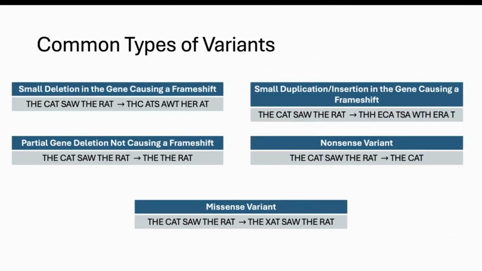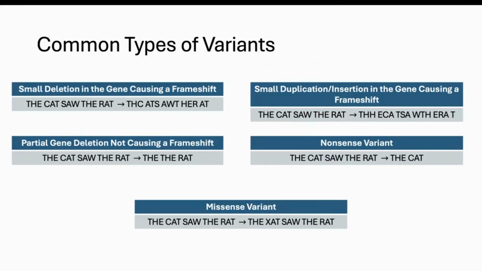To give some more context, the top part of each box shows the type of variant or change in the DNA, and the bottom part of each box shows what the variant does. Within that bottom part of each box, we have the sentence, "The cat saw the rat." Each word of this sentence is a codon, which code for amino acids that make up a protein. So for the first one on this slide, a small deletion in the gene causing a frame shift.